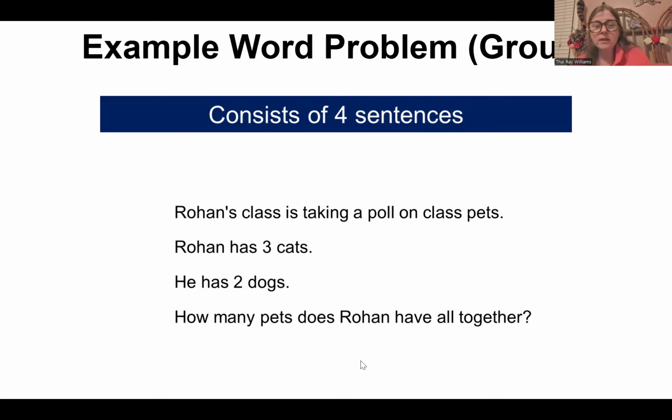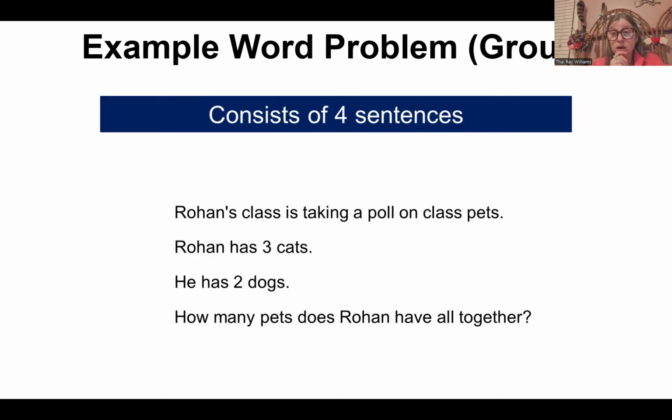Before we go into the different types of word problems, though, we want to look at the structure of word problems. What if I'm writing a word problem, what does a word problem consist of? So this is an example of a word problem, and very specifically, this is a group word problem. So when we write word problems, they consist of a minimum of 4 sentences. Let me say that again. They consist of a minimum of 4 sentences.